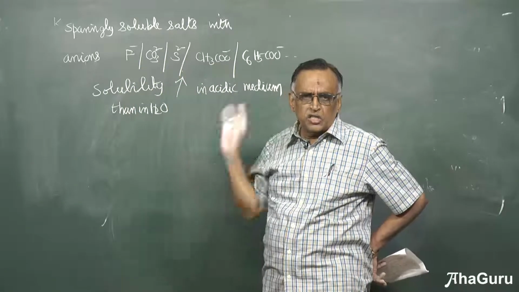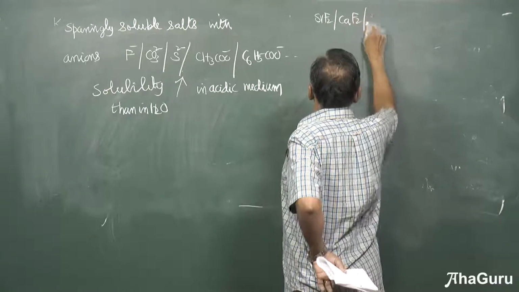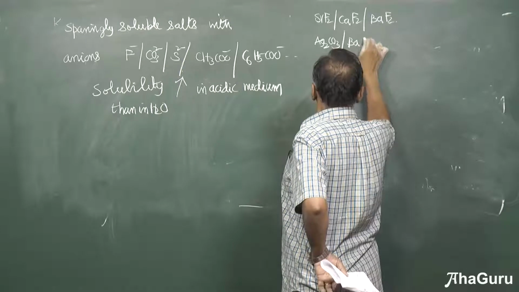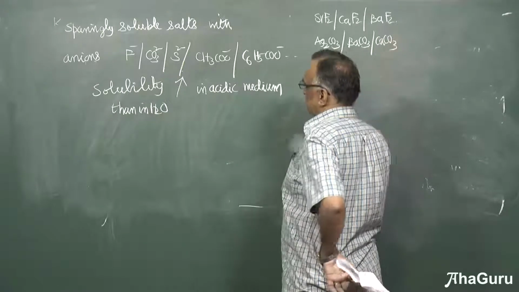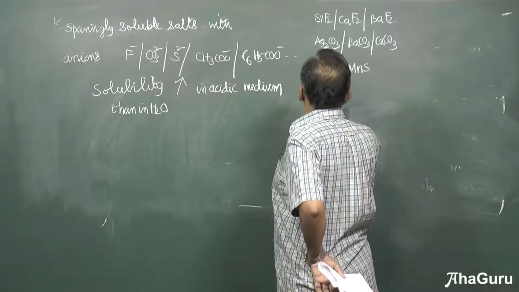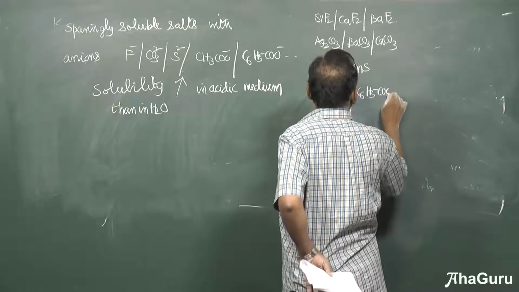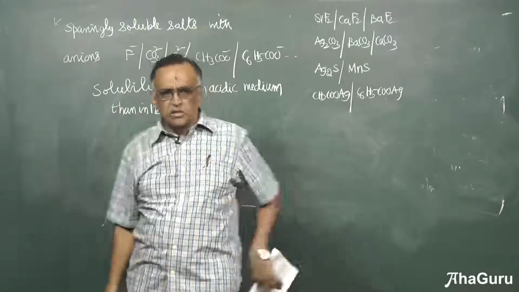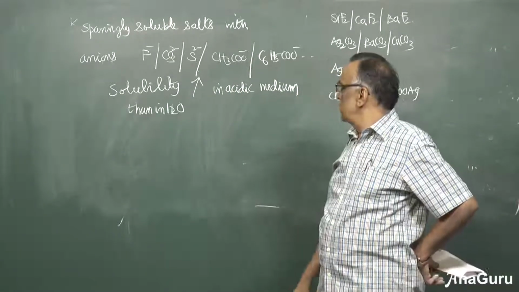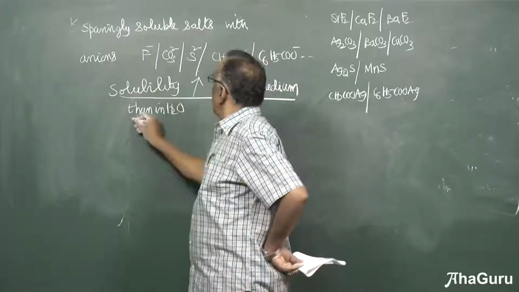Can you give some examples of salts with these anions? SrF2, CaF2, BaF2 in the first case, silver carbonate, barium carbonate, calcium carbonate in the second case, silver sulfide, MnS, silver acetate, silver benzoate. These are some of the sparingly soluble salts with anions like fluoride, carbonate, sulfide, acetate, benzoate, etc. For such salts, the solubility is increased in an acidic medium than in water.